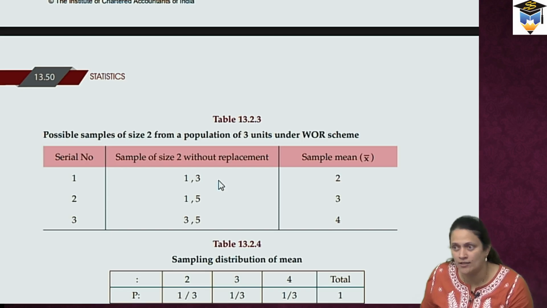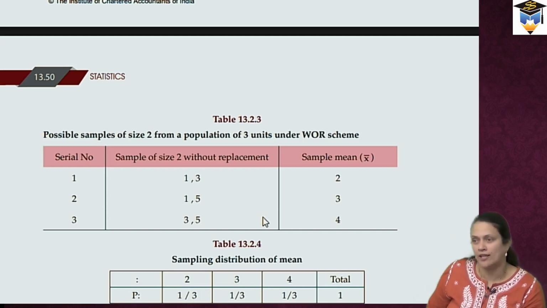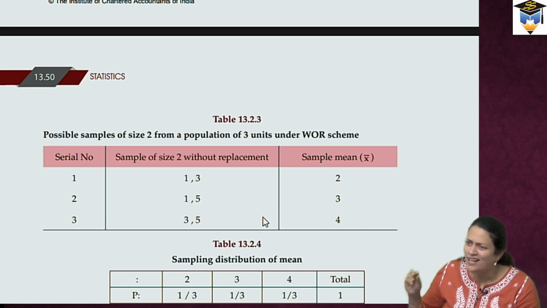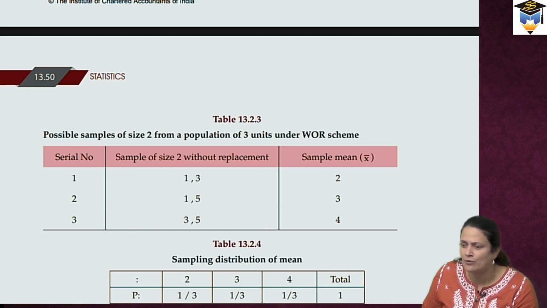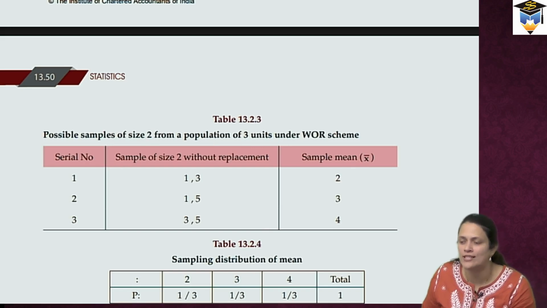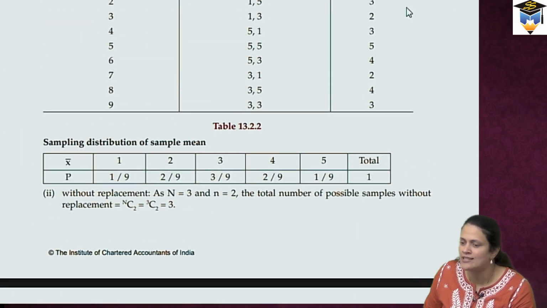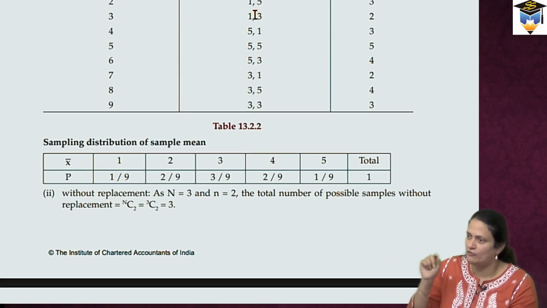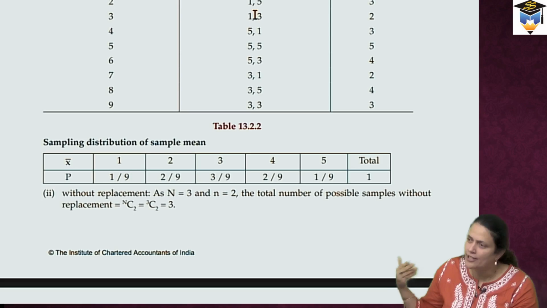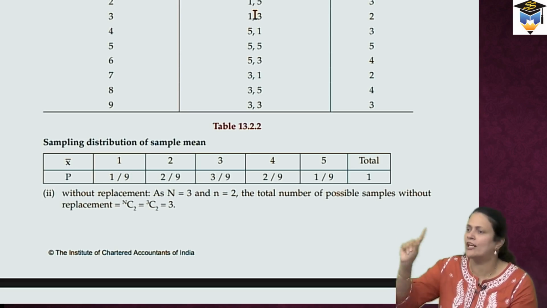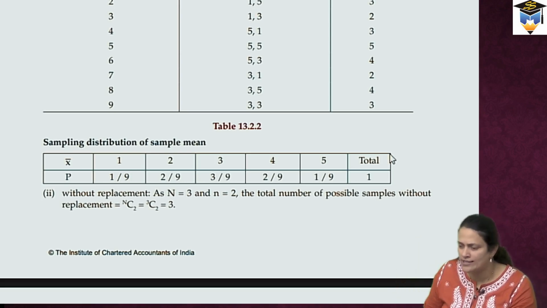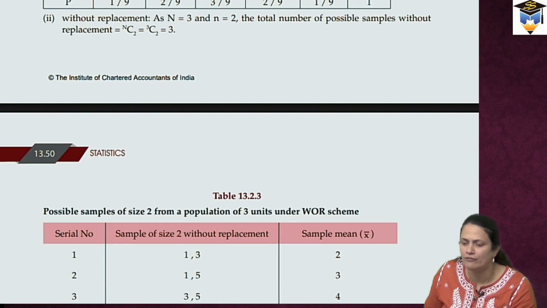1 3 is taken, then 1 5 is taken, I agree, but are 3 5 repeated again and again? From this they have found out the possible samples of size 2 from a population of 3 units under the without replacement scheme. So have they taken the same number again and again? Means 1 5, 1 5, 5 1, is it repeated again and again? No, they have taken it only once. So as you can see over here, they have taken it only once.